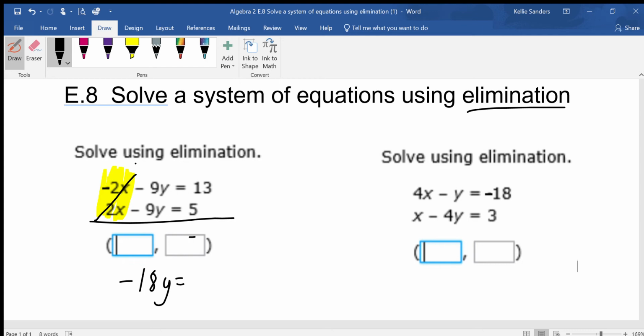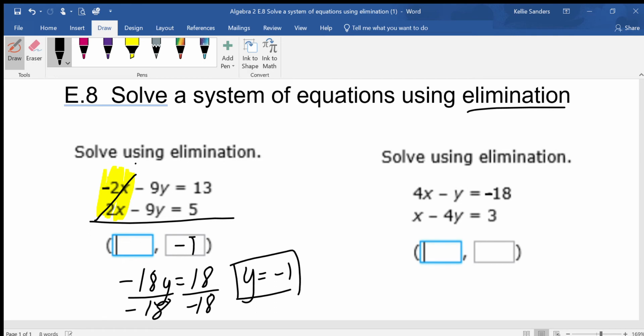equals, and then we put the 13 and the 5 together. 13 plus 5 is 18. Now this is wonderful because the only thing we have left is 18 y. So what we do is we divide by negative 18, and y equals negative 1. I have half of an answer right there. I have negative 1 for y.